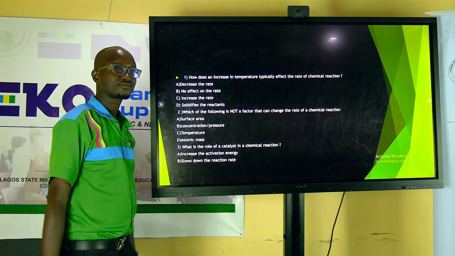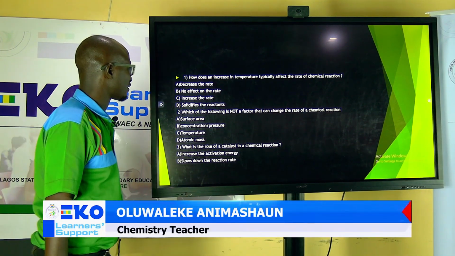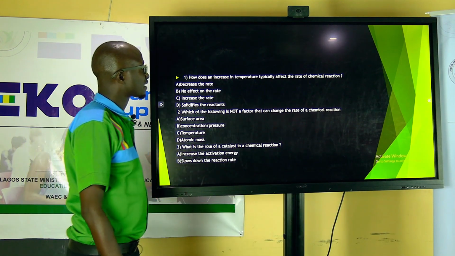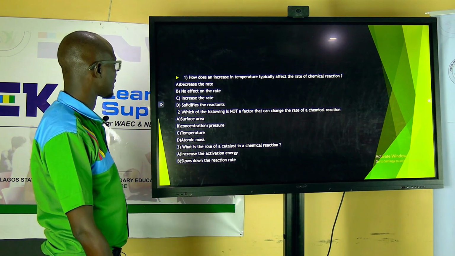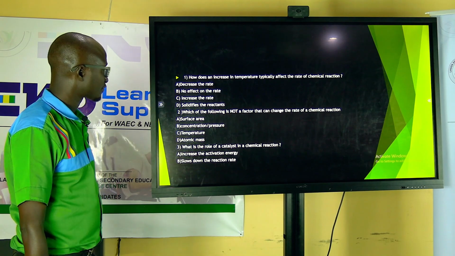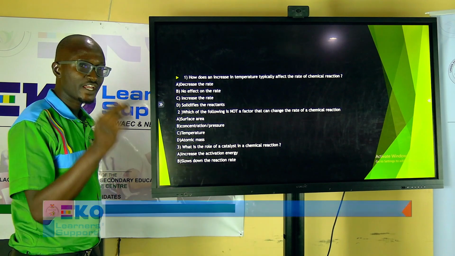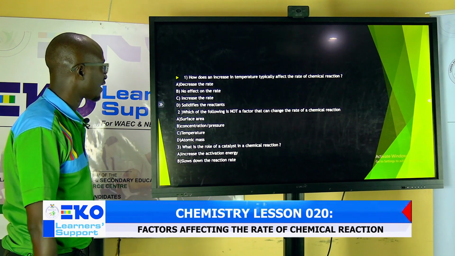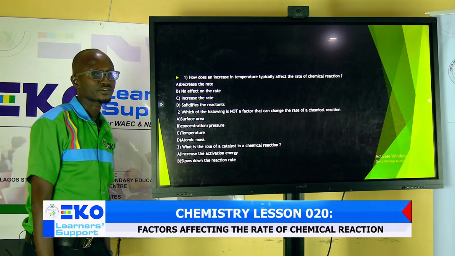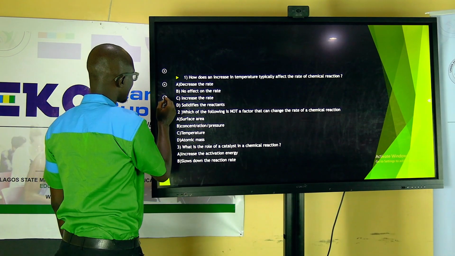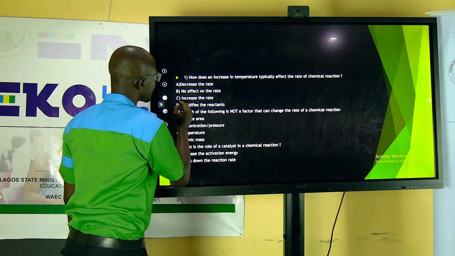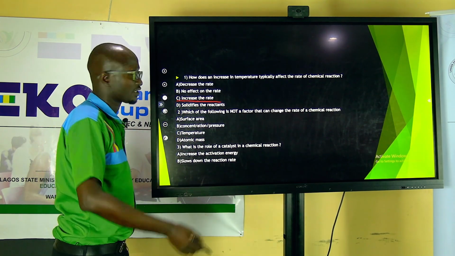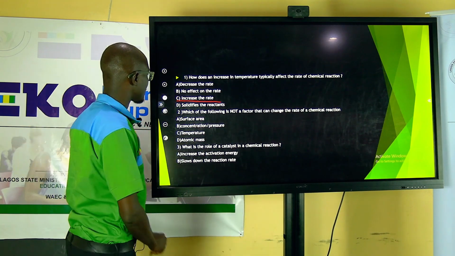Very good. We should be through by now. The first question: how does an increase in temperature typically affect the rate of a chemical reaction? How does it affect? Very good. Your answers, nobody failed it. Everybody echoed: increase the rate of the reaction. Thank you. That is the answer. It increases the rate of a reaction. Increase in temperature will increase the rate of reaction, as we have explained. So let's now go back to that.